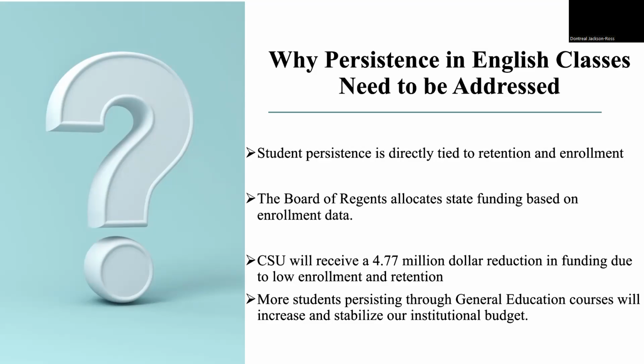More students persisting through general education short courses, such as English and math foundational courses, will increase and stabilize our institutional budget. So indeed, this is not a minute task. Students being able to persist from the English 1101 support courses has direct ties to the stability of the institution.